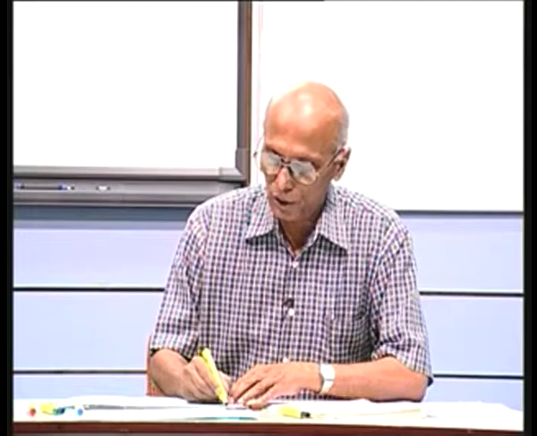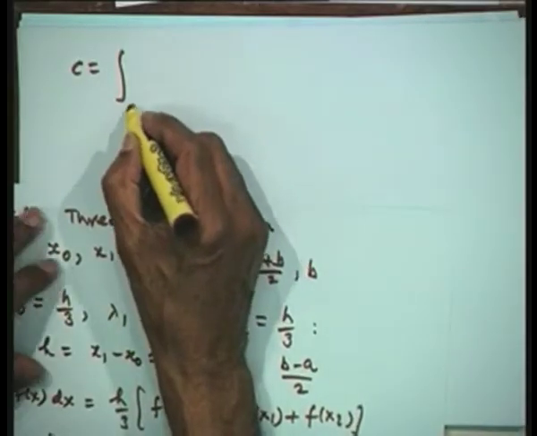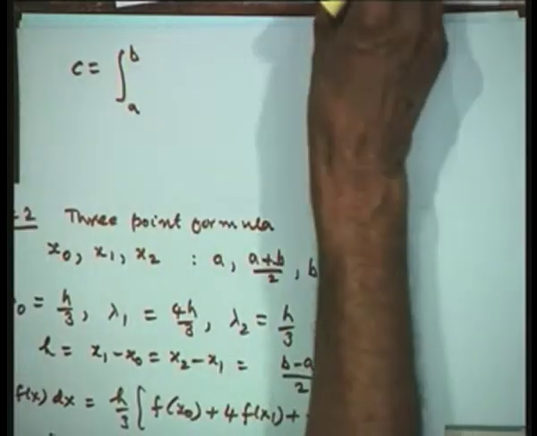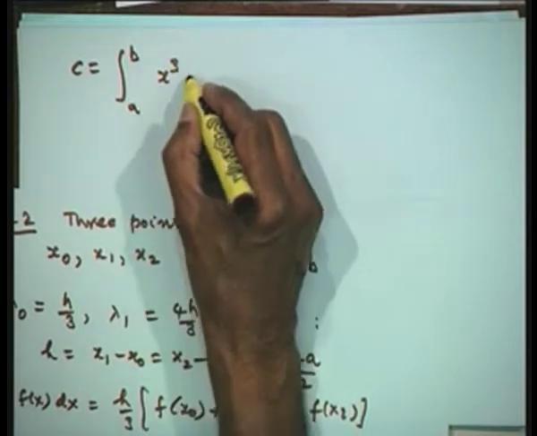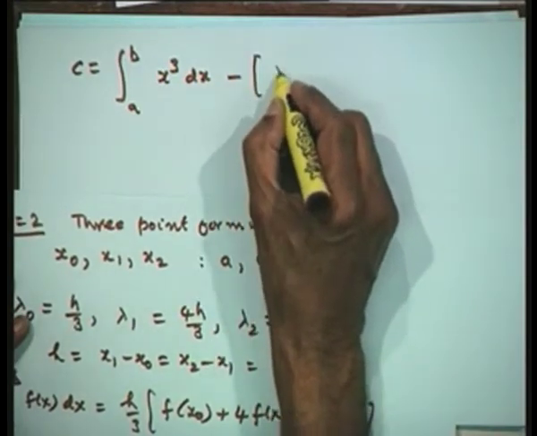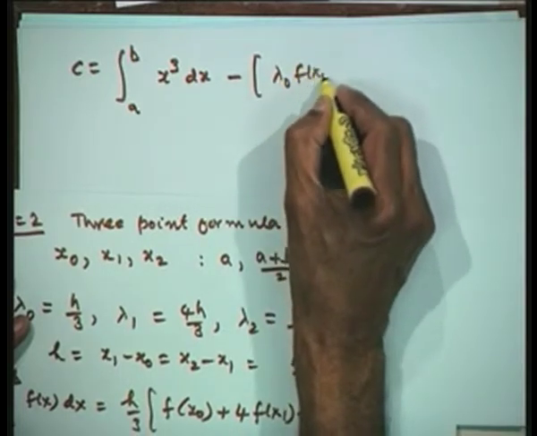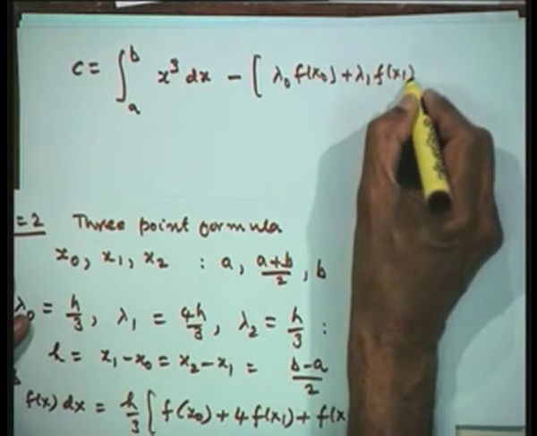The error constant C would be equal to the integral from a to b of x cubed dx minus lambda 0 f(x0), and so on. We will write down this expression, but let me first write down the original formula.